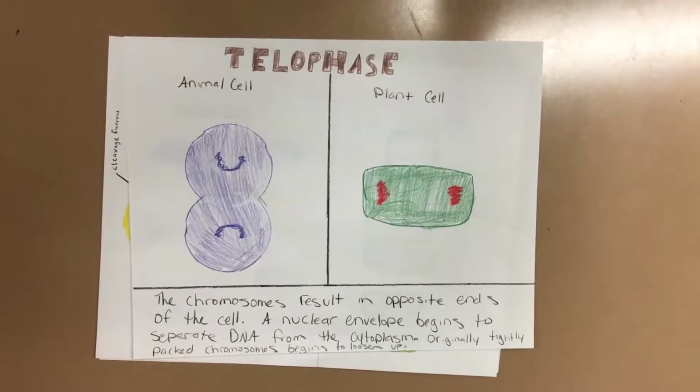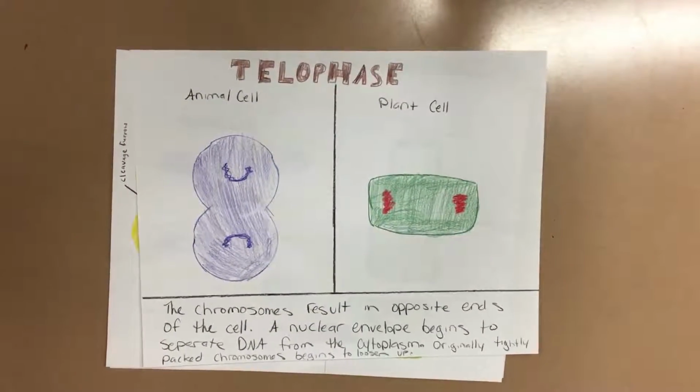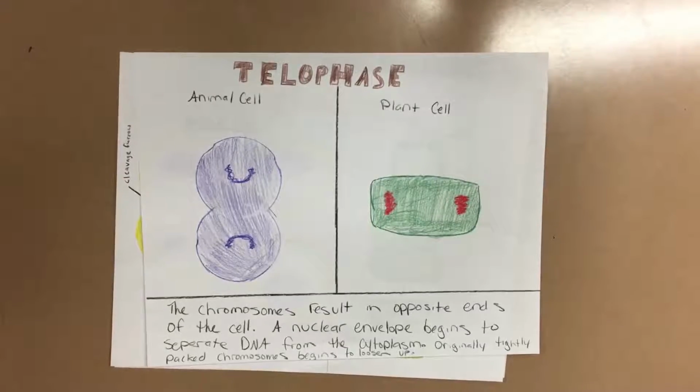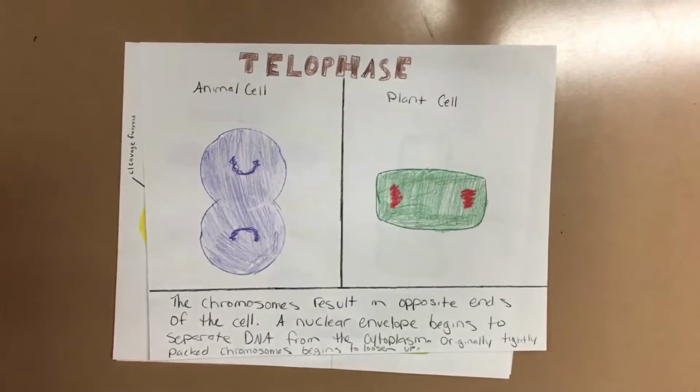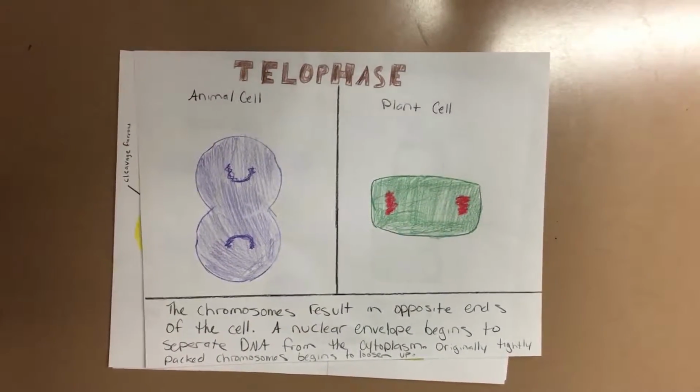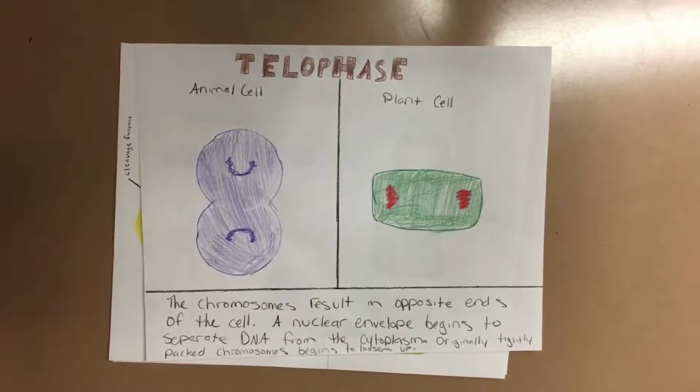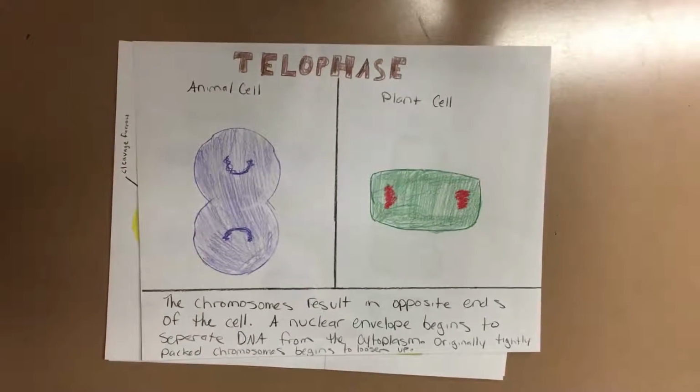And telophase. In telophase, the chromosomes arrive at opposite ends of the cell. A nuclear envelope begins to separate DNA from the cytoplasm. The originally tightly packed chromosomes begin to loosen up, and this ends mitosis and starts cytokinesis.